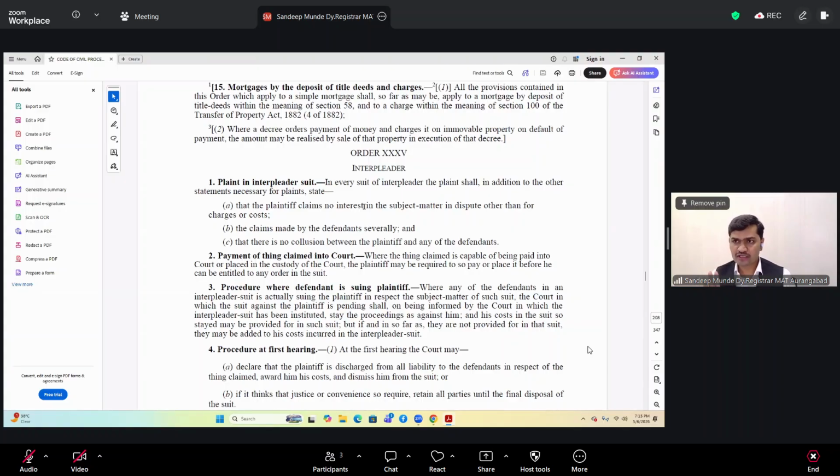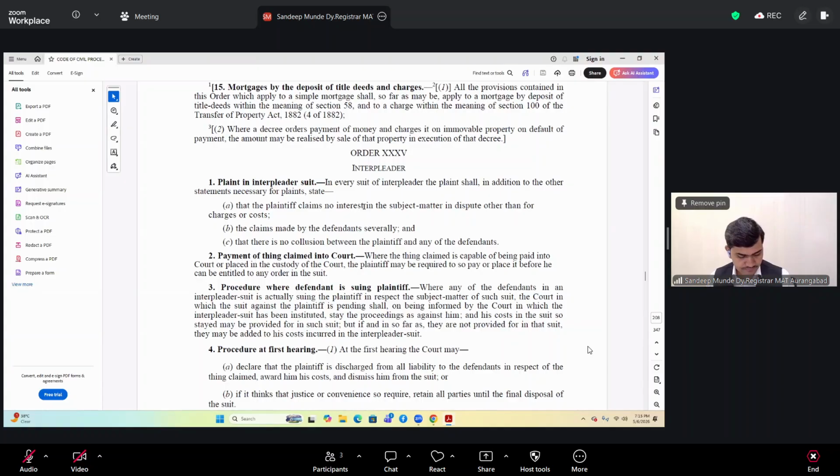Interpleader, in short: the plaintiff is not claiming relief for himself, he claims relief for others, to resolve the dispute. Whoever is competent and eligible for that property may take it out. I am not interested in any other relief. That is the concept of an interpleader suit.